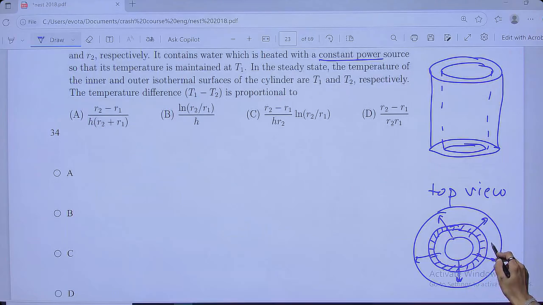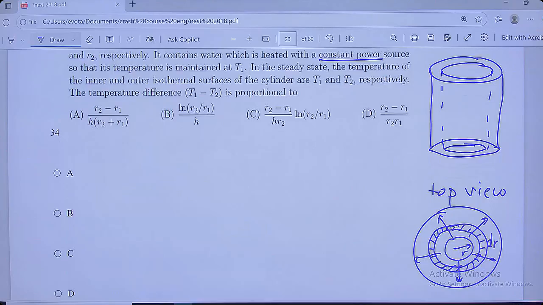And its thickness to be some dr. Dr is its thickness at a distance of r from the center of the shell, right? How can we write the thermal resistance of this?